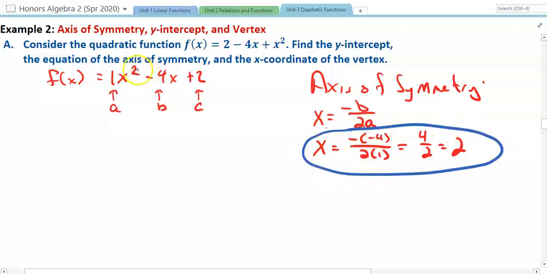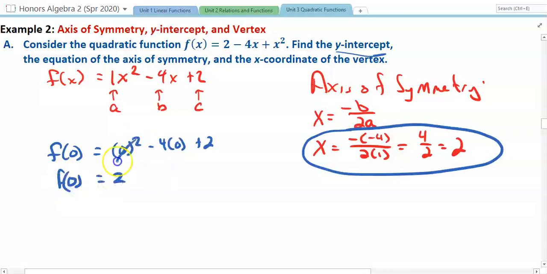The next piece we're going to do is find the y-intercept. Well, remember that the y-intercept is when x is equal to 0. Well, to find that, so that's going to be doing f of 0, that's equal to 0 squared minus 4 times 0 plus the 2. So all of that is just equal to 2 because that's 0 and that's 0. And so the y-intercept is just found at the c value. Again, your c value is always the y-intercept of a quadratic.